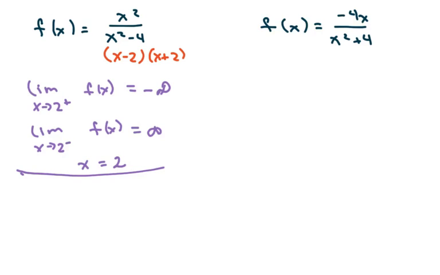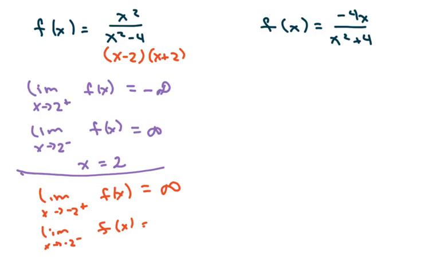And for the second part, the limit as x approaches negative 2 from the right, and the limit as x approaches negative 2 from the left. From the right, that's infinity, and from the left, that's negative infinity. Therefore, x equals negative 2 is also a vertical asymptote.